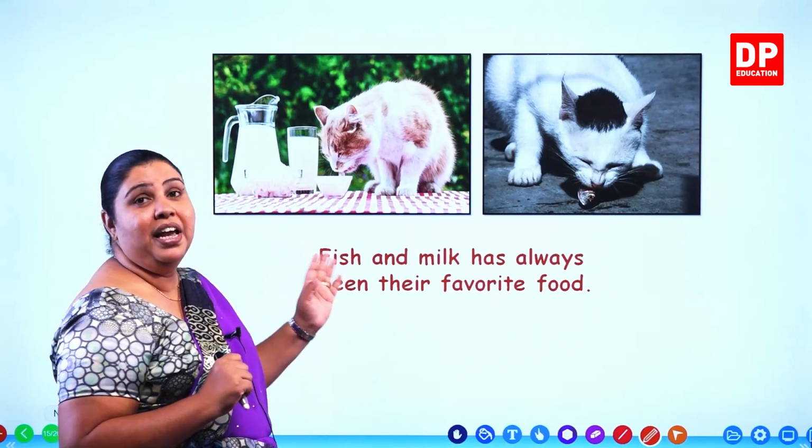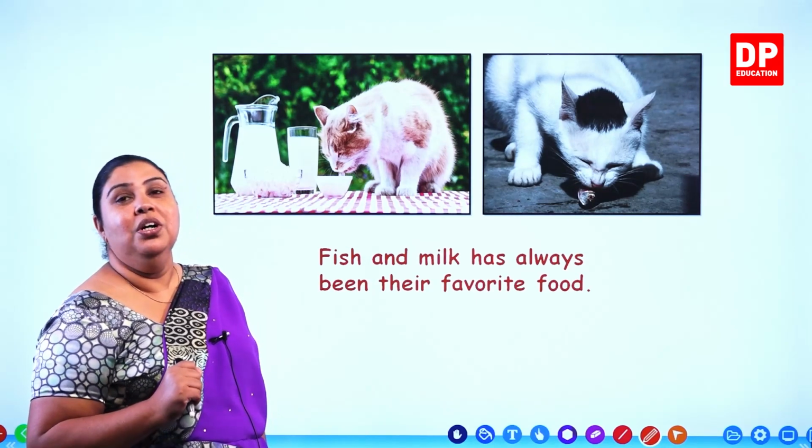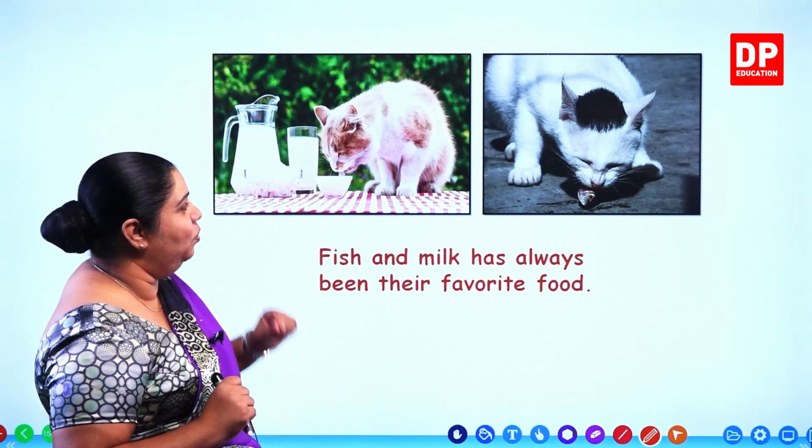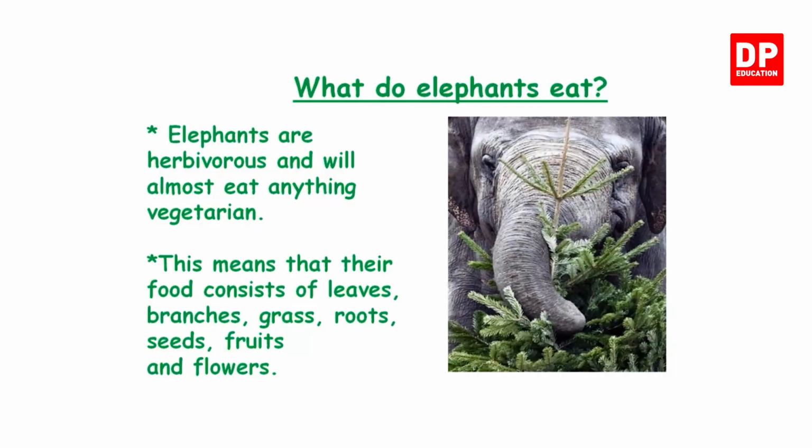So one of their favorite food items are fish and milk. They love to drink milk. So this is how they eat fish and drink milk. Then we have our elephant. What do elephants eat?